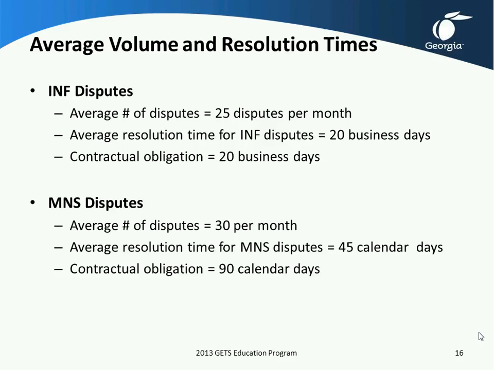On the M&S side, they're averaging about 30 disputes a month, and the average resolution time is around 45 calendar days. Again, this is based on data over the last 90 days, the last 3 months. In the past, it might have taken longer. We're still looking for ways to improve this, but right now this is where they're at. The contractual obligation for AT&T, again, is 90 calendar days.